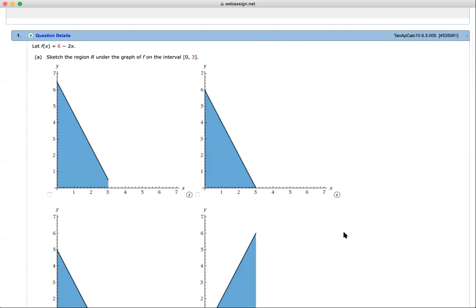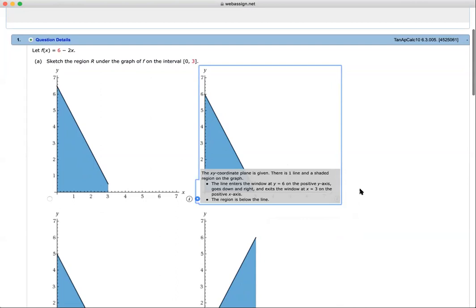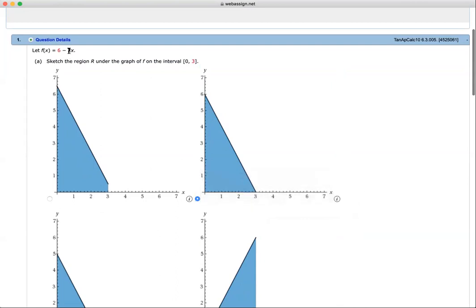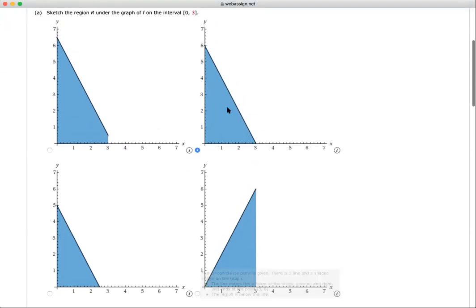So our function is 6 minus 2x, and we want to find the region R under the graph from x equals 0 to x equals 3. And we'll do part A without going to the whiteboard here. So thinking about our function, f of x equals 6 minus 2x, that's a line, right? It's a line of slope -2 and y-intercept 6. So let's see if we can find that function amongst the ones here. The y-intercept here looks like it's more than 6. Y-intercept in the second graph looks like it is 6. In fact, that's the only one that has y-intercept 6. Let's just confirm that the slope is indeed -2.